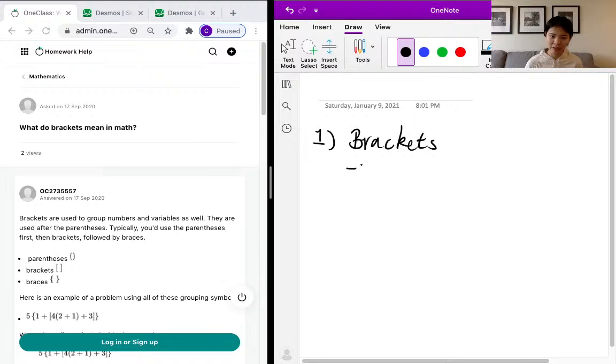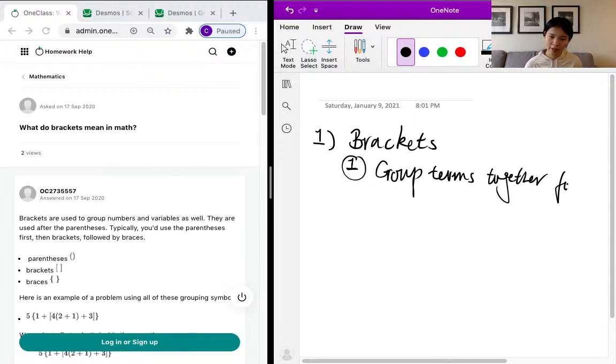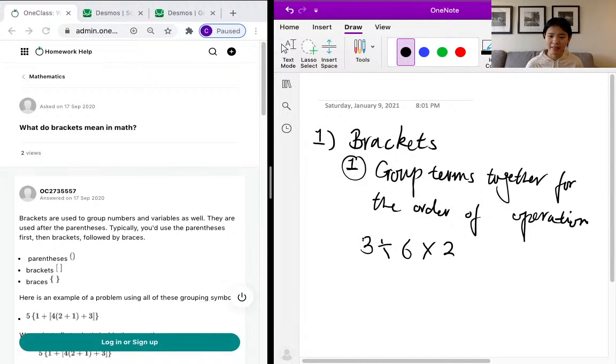The first way, let's say way number one, is to group terms together for the order of operation. For instance, if you have an expression that looks like 3 divided by 6 multiplied by 2, in those cases, if you're following the order of operation, you would calculate 3 divided by 6 first.